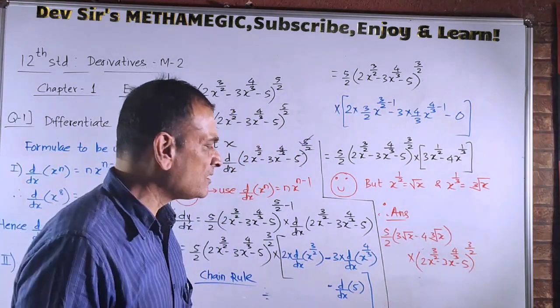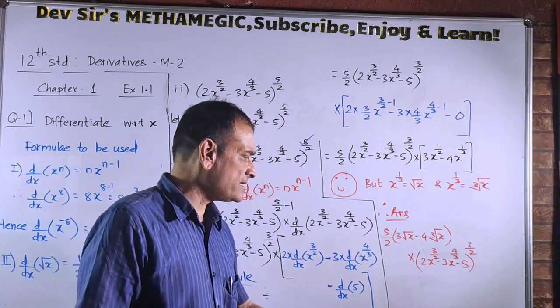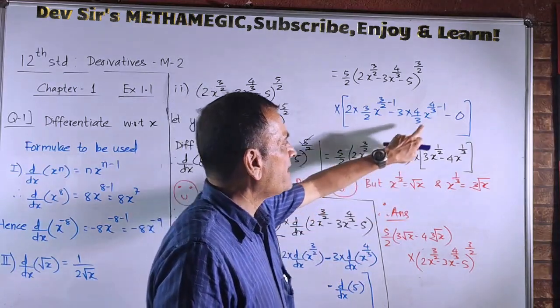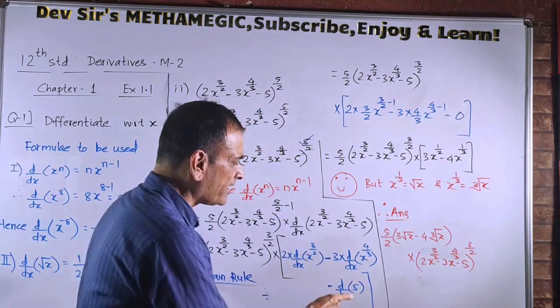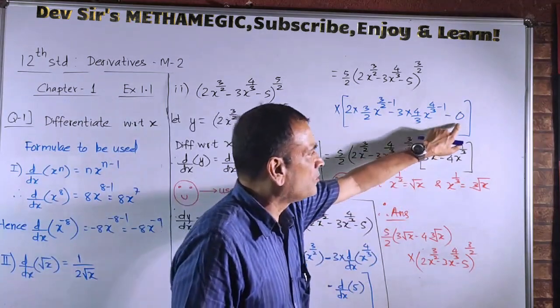And remember, after using the formula, don't write d by dx. d by dx means you are using the formula for x raised to n. Okay. So 4 by 3 comes in front. X raised to 4 by 3 minus 1. And don't forget that 3 is also there. And derivative of any constant is 0.